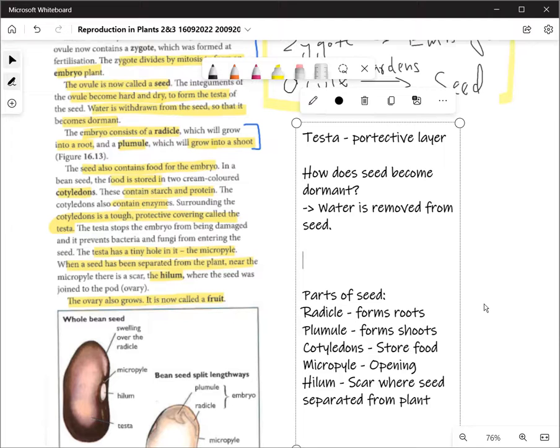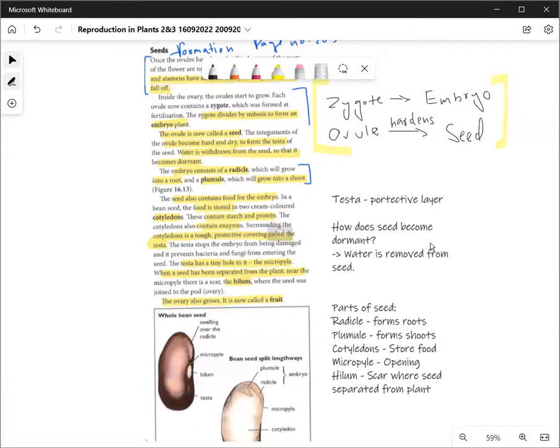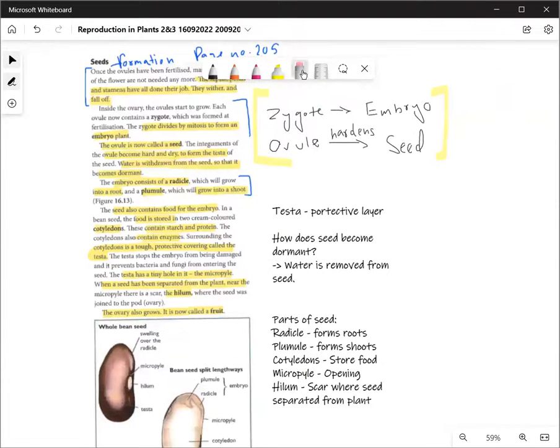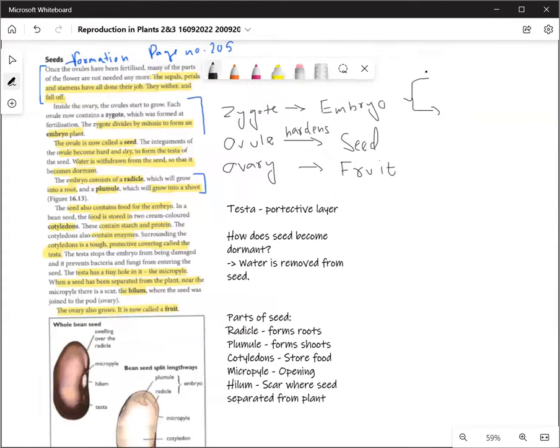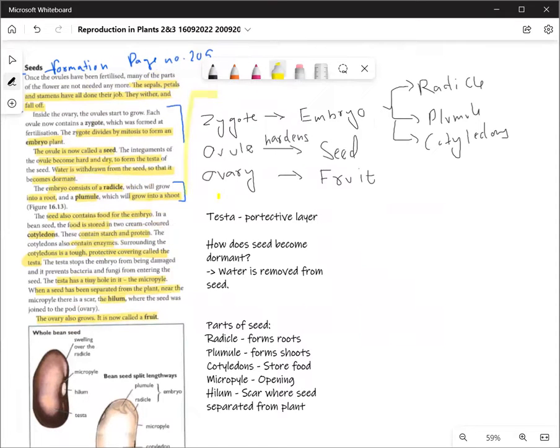Now, one more thing which you need to write, separate from the seeds, is that ovule becomes seed and ovary becomes fruit. I hope that's clear. The embryo has 2 parts: radicle, plumule, and the cotyledons. Now you should also make this diagram in your notebook, this part. Tell me when you're done writing.